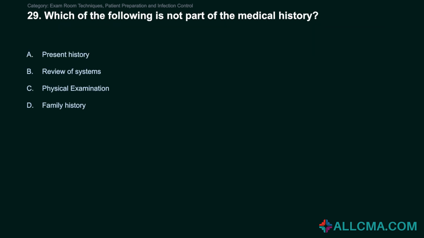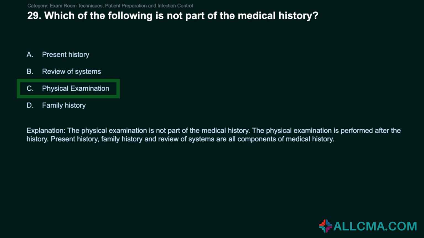29. Which of the following is not part of the medical history? A. Present history. B. Review of systems. C. Physical examination. D. Family history. Correct answer: C. Physical examination. The physical examination is not part of the medical history. The physical examination is performed after the history. Present history, family history, and review of systems are all components of medical history.